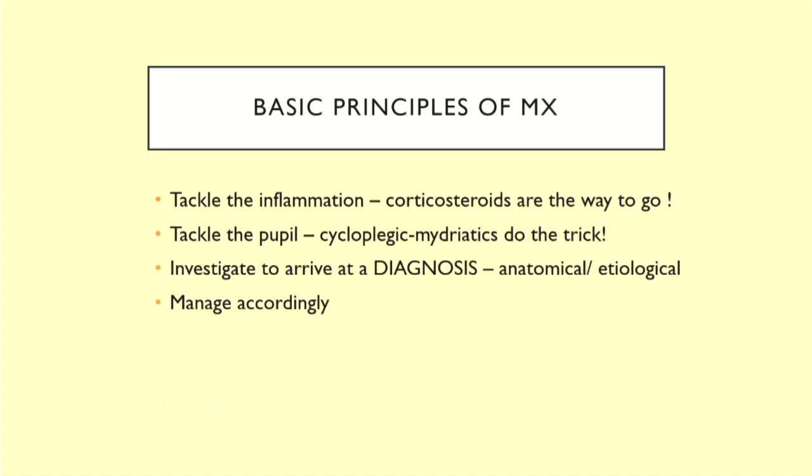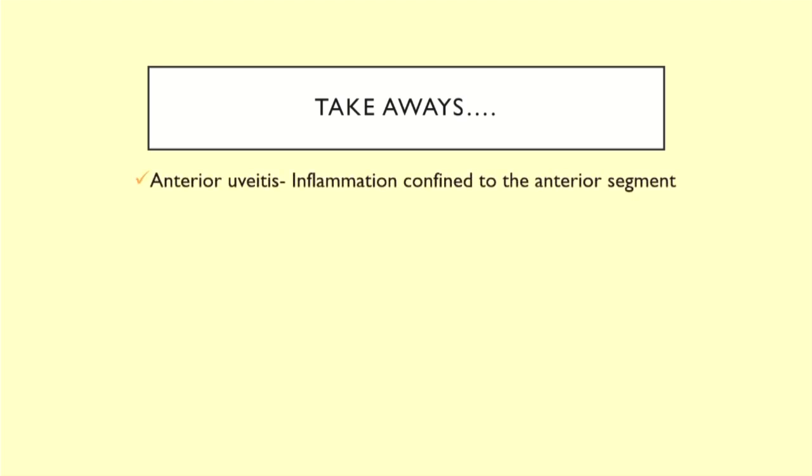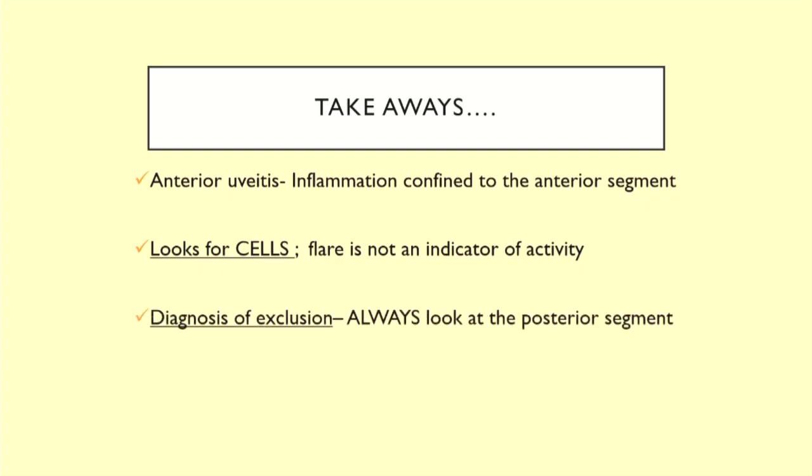So the basic principles of management, to sum it up, is tackle the inflammation with corticosteroids, tackle the pupil with cycloplegic mydriatics, investigate only to arrive at your diagnosis from your list of differential diagnosis, and then manage the patient accordingly. So anterior uveitis is inflammation only in the anterior segment. Look for cells. Flare is not what we treat. Flare is not an indicator of disease activity. Cells are. It is a diagnosis of exclusion. You cannot say a patient has anterior uveitis till you have seen the posterior segment.